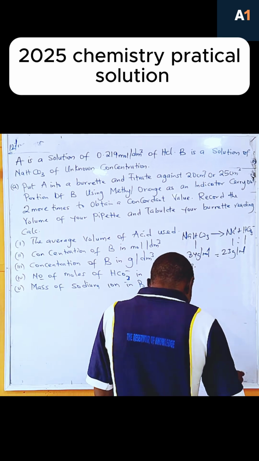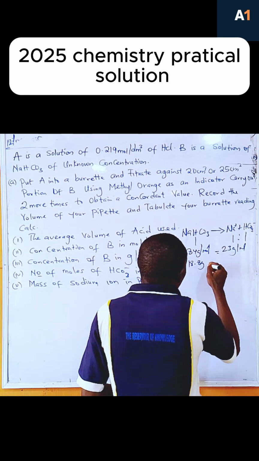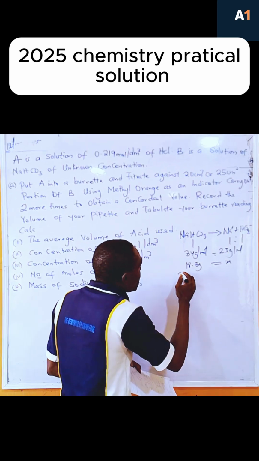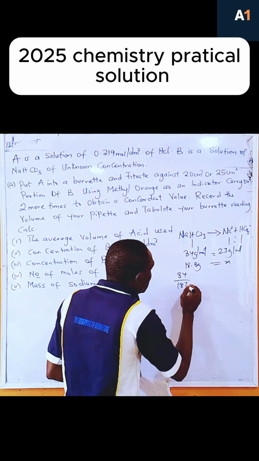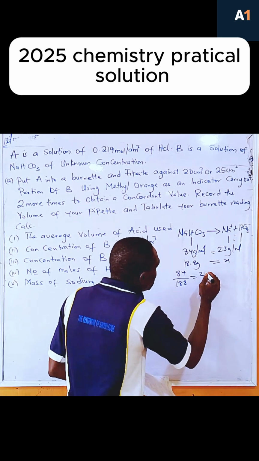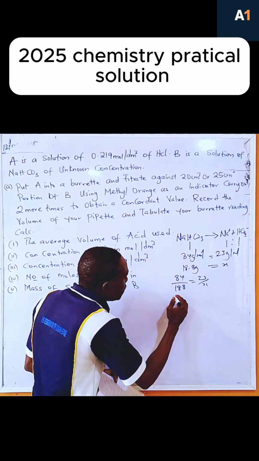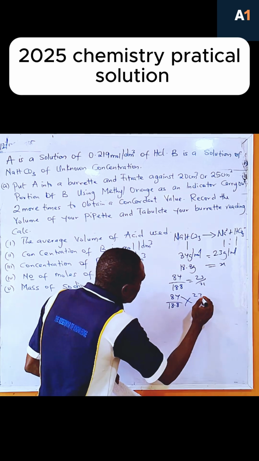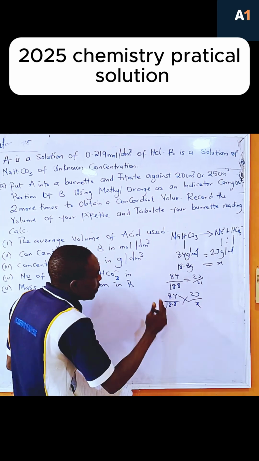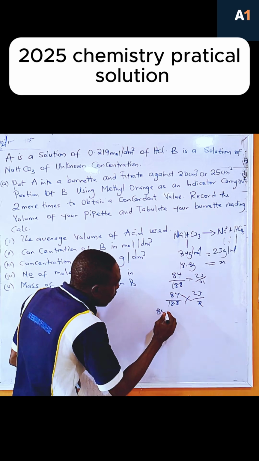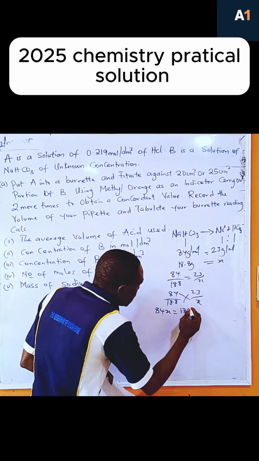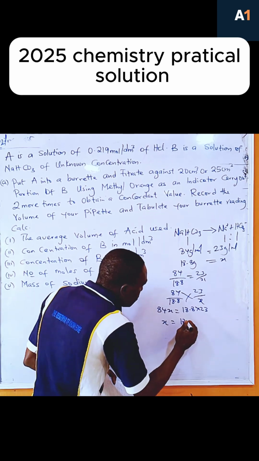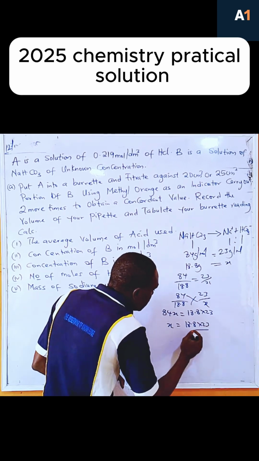I think we get 18.8 grams. So then let's equate it to x. So now we have 84 over 18.8 equal to 23 over x. So we cross multiply, and we have 84x equal to 18.8 times 23. Then x will give us 18.8 times 23 divided by 84.